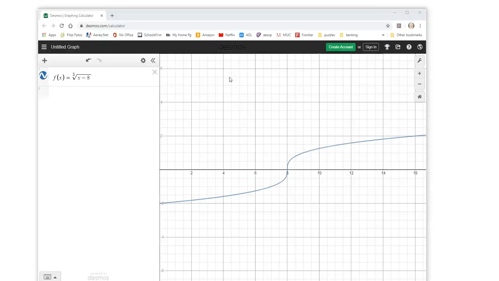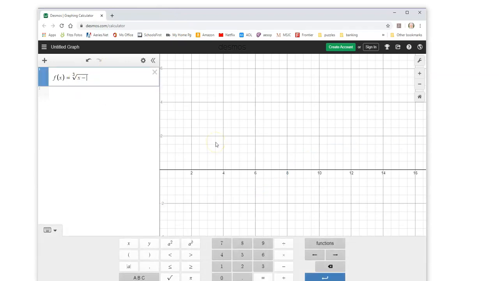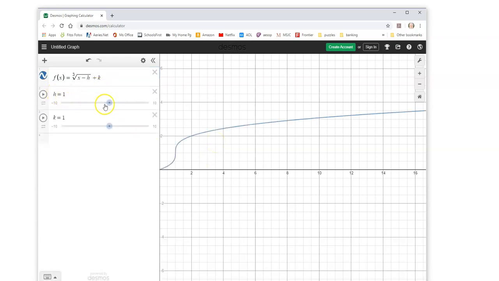So, in review, when we look at the function f of x equals cube root of x minus h plus k, looking at how h and k affect the graph, when we change h, that moves the graph left or right. When we change k, that moves the graph up or down.